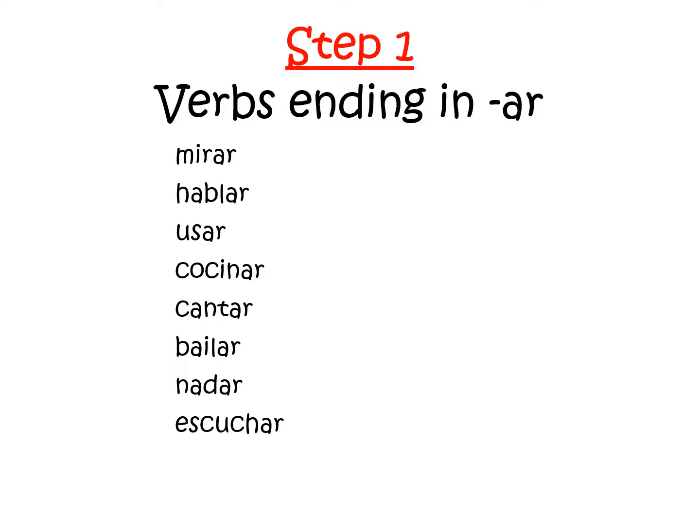So if we have mirar, it becomes mir. Hablar becomes habl. Usar becomes us, cocinar becomes cocin, cantar becomes cant, bailar, bail, nadar, nad, escuchar, escuch. So the words now without the AR, we call these the stem.